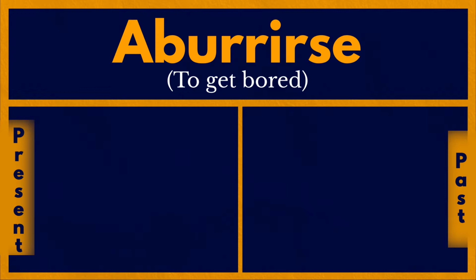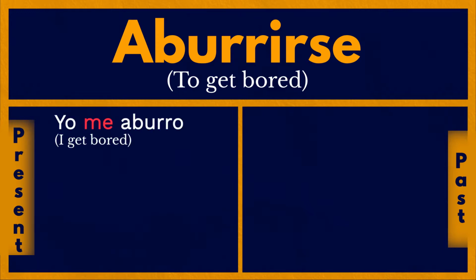Let's go with our first reflexive verb, and it's going to be aburrirse, to get bored. To conjugate the reflexive verb, we get rid of se, use the reflexive pronoun, and conjugate the verb as you would normally do it. I'm going to show you how to conjugate this verb in the present tense and in the past tense for the first, second, and third person, because they're the ones you're going to be using the most.